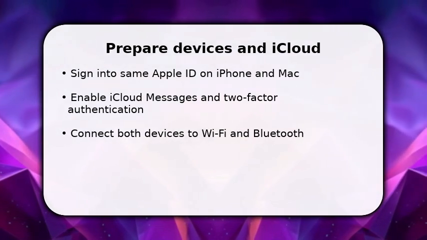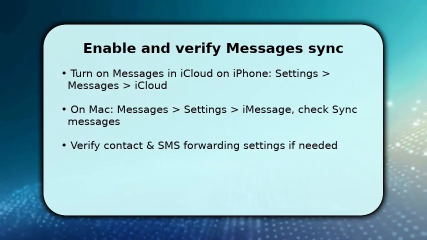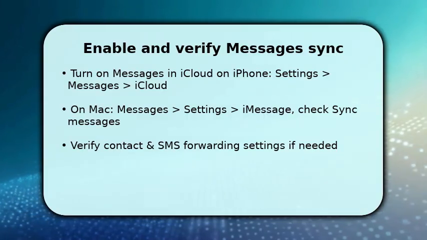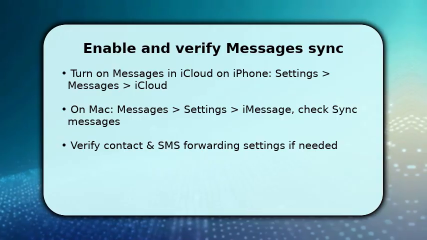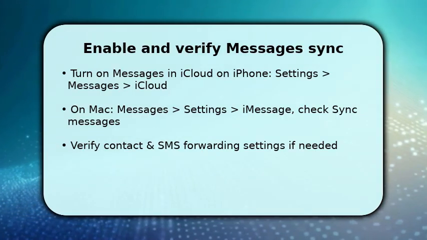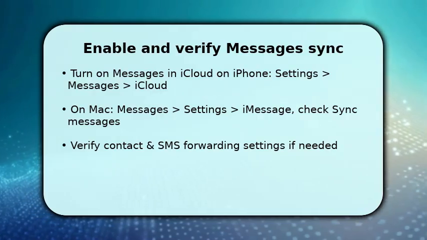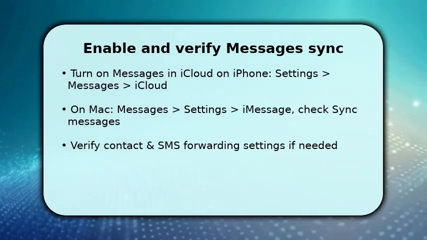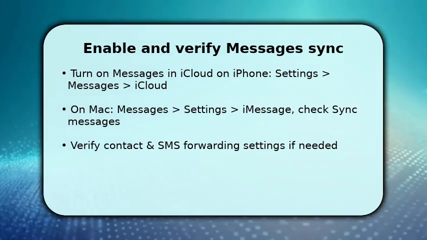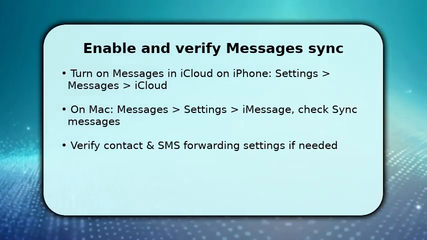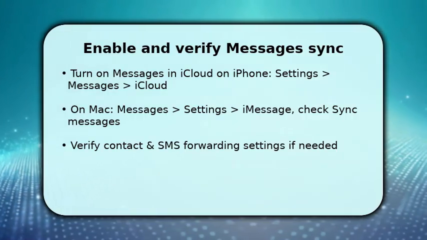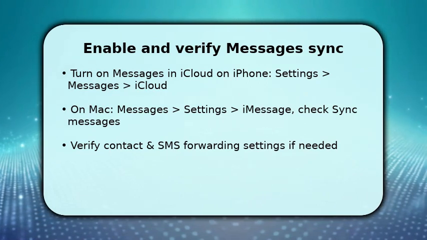Now you'll enable and verify the sync process. On iPhone, go to Settings, Messages, use Messages in iCloud and enable it. This uploads conversations. On the Mac, open Messages, choose Settings, select iMessage, and check Sync Messages so the Mac downloads the same history. Make sure send and receive addresses match on both devices. If you rely on SMS forwarding for non-iMessage texts, enable text message forwarding on the iPhone and authorize the Mac to send and receive those messages.